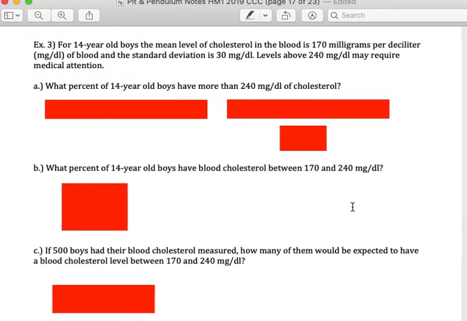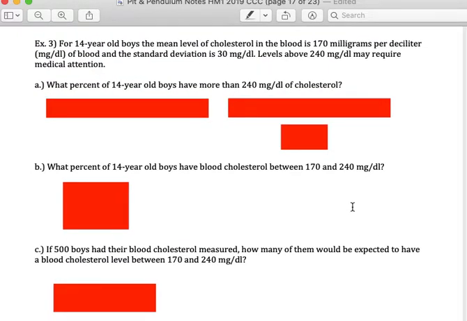All right, example 3. So a little application problem here. 14-year-old boys have a cholesterol level. Their mean is 170 milligrams per deciliter of blood. And the standard deviation is 30 milligrams per deciliter. And if your level is 240 or above, you may require medical attention, like medicine, to help balance or offset cholesterol levels.